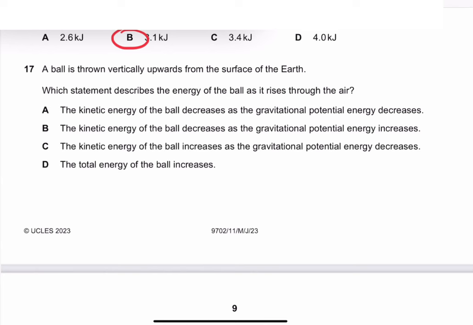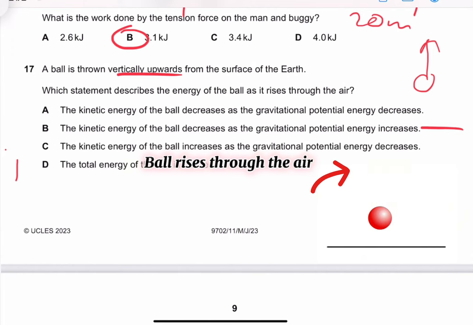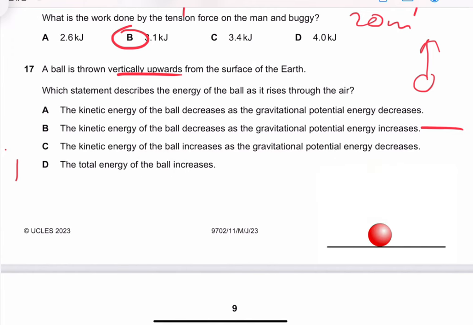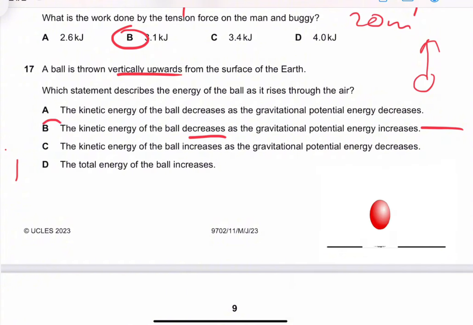Moving on to question number 17. A ball is thrown vertically upwards. So you have to imagine this. You have your ball that is moving vertically upwards from the surface of the earth. This is your surface of the earth. Which statement describes the energies of the ball as it rises through the air? So the kinetic energy of the ball has to decrease, and the gravitational or potential energy of the ball has to increase, and your answer becomes B.